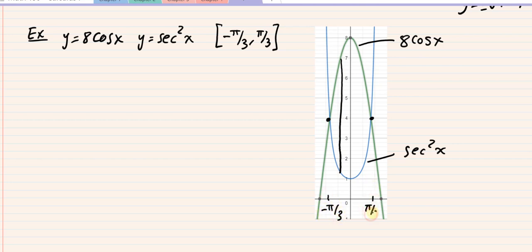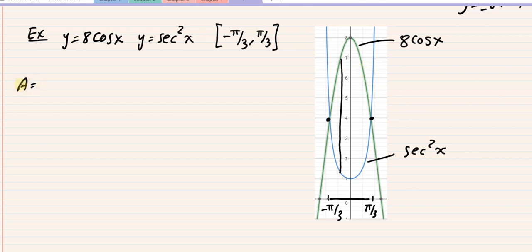Okay, and that's where those are, because that's where the bounded region is. And over this entire domain from negative pi over 3 to pi over 3, the green function, if you will, sits above the blue function. So that means cosine lies above secant squared. Therefore, this is easy, and we just have to do one integral.